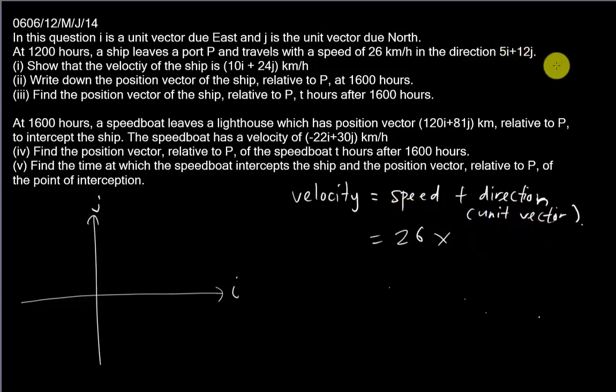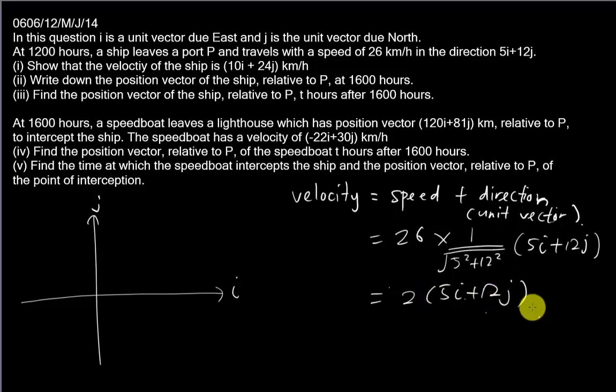Direction is 5i plus 12j, so the unit vector is 1 over the square root of 5 squared plus 12 squared, times 5i plus 12j. Using a calculator, the denominator is 13. So 26 over 13 simplifies to 2, multiplied by 5i plus 12j, and then you easily get 10i plus 24j. Then I will say shown, because you can easily get this answer.